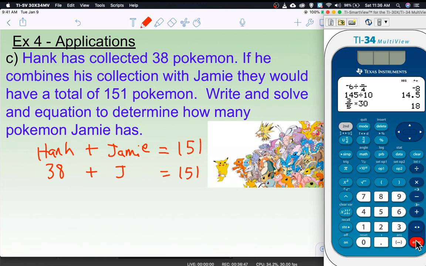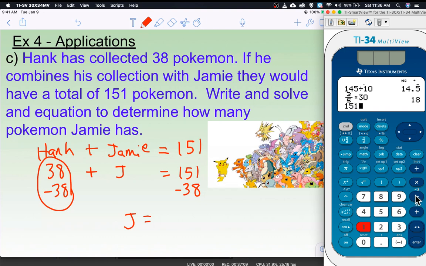Well, look at that little equation. We can solve that. We've solved equations like that earlier in the lesson. My variable needs to be by himself, which means I need to make this 38 go away. And the way we do that is we are going to subtract 38 on both sides. And when I take 151 minus 38, I get a solution of 113. Jamie has 113 Pokemon, while Hank has 38.